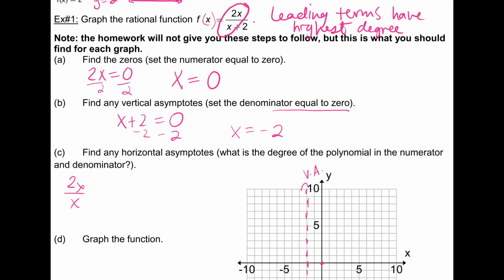They're the same. So wait, if I plug in bigger and bigger x values, this little plus 2 goes away because it doesn't really matter. When I'm looking at 100,000 and I'm adding 2, that's not much of a difference. So I'm looking at 2 times a big number, divided by that big number. What does this equal? 2. So I have a horizontal asymptote at y equals 2.